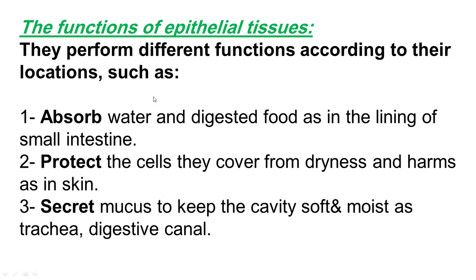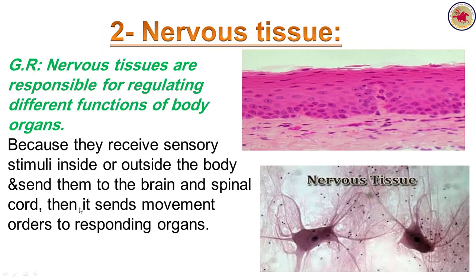Function of epithelial tissue may be absorption. If it is inside the small intestine or stomach, its type here is columnar. It protects the cell, maybe like simple squamous or stratified. It secretes mucus to keep the cavity moist, also inside the small intestine. Nervous tissue consists of neurons. This is a neuron. Neurons connect with each other by tissue that connects between them.